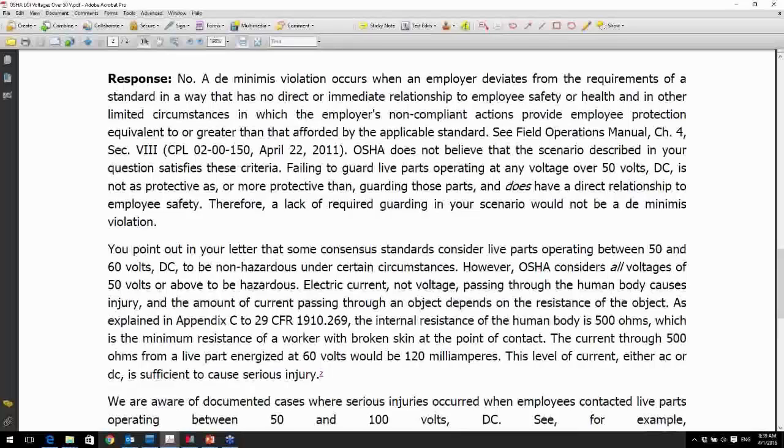They go on to talk about electric current. As explained in Appendix C, the internal resistance of the human body is 500 ohms, which is the minimum resistance of a worker with broken skin at the point of contact. Now, OSHA always looks at worst case scenario. The current through 500 ohms from a live energized part at 600 volts would be 120 milliamps, and this level of current, AC or DC, is sufficient to cause serious injury.